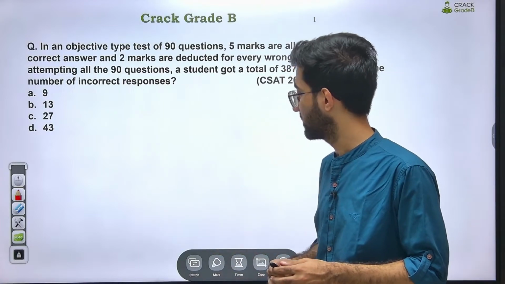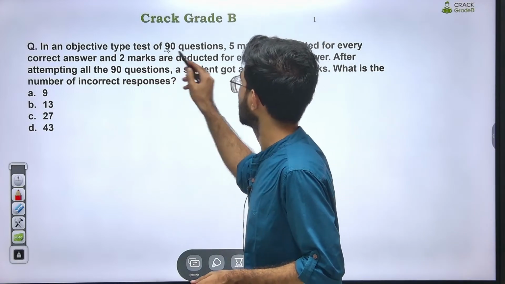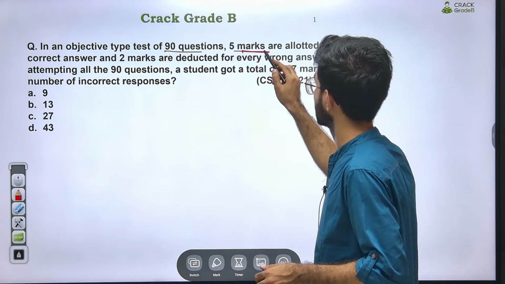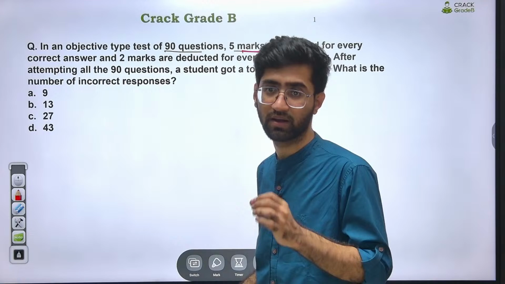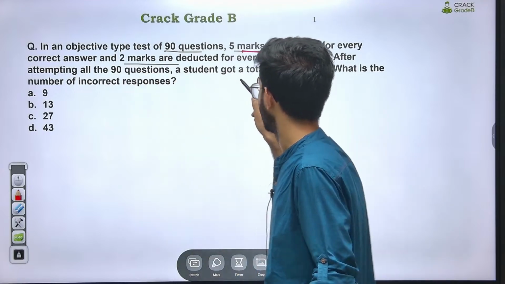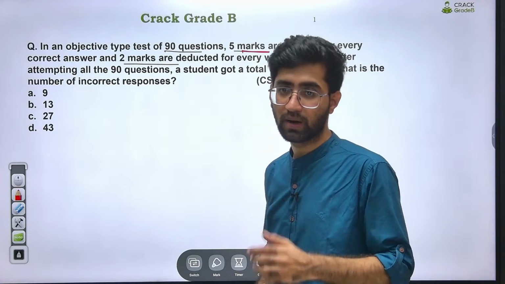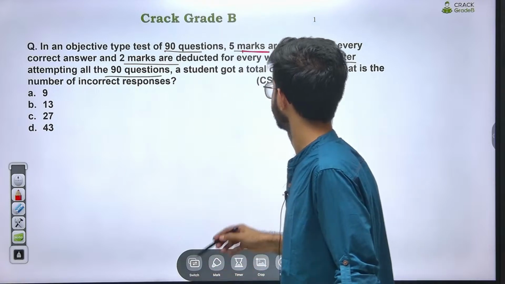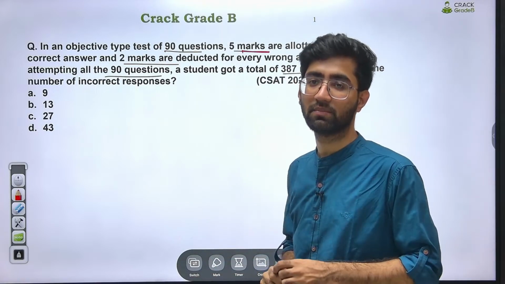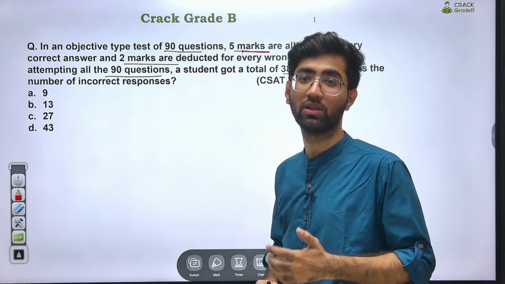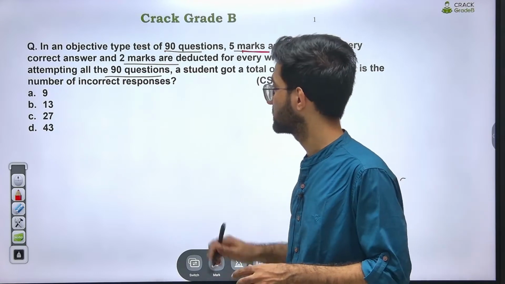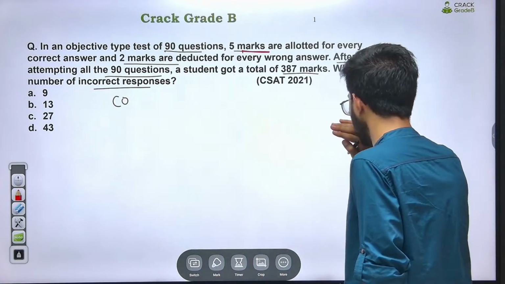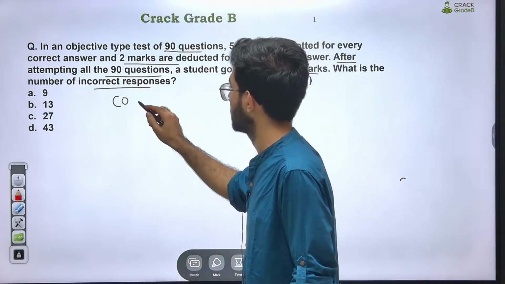If you read the question carefully, you find that there are 90 questions, right? If you mark the answer correctly, you will get 5 marks for one correct answer. And if you mark an incorrect option, 2 marks will be deducted. If you attempt all the 90 questions, you will get 387 marks, right? So you have to answer what is the number of incorrect responses.